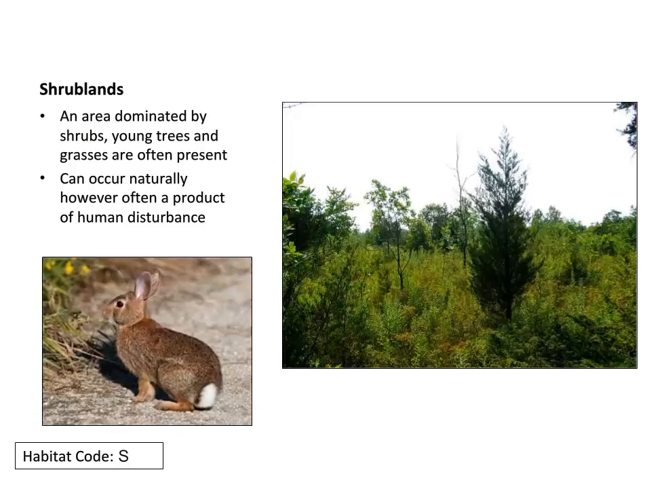If you're in an area that you can't call a coniferous forest or a deciduous forest or a grassland, and it's dominated by shrubs and young trees, you're probably in what's called a shrubland. These are areas that are commonly found in between forests and grasslands, and also can be a product of human disturbance. These areas are usually rich in wildlife, including ungulates, small mammals such as rabbits or coyotes, and they are a great place to observe wildlife.